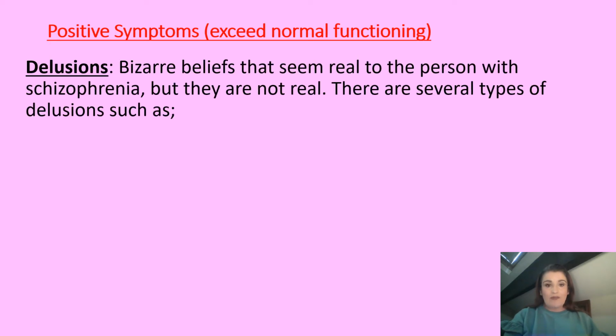Okay, so remember, the positive symptoms exceed that normal function. The first one in your booklet there is delusions, and we're going to look at a couple of different types which come under this as well. So delusions, to the patient with schizophrenia, are bizarre beliefs. They're not real, but to them they are real. They really do believe their thought processes, their emotions.